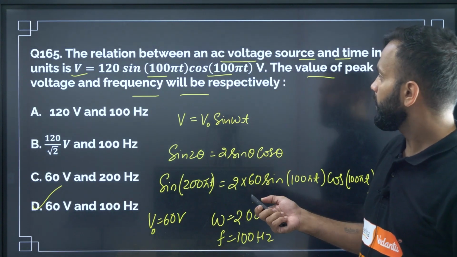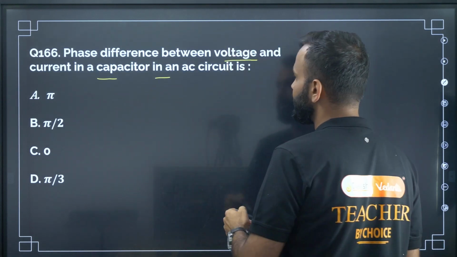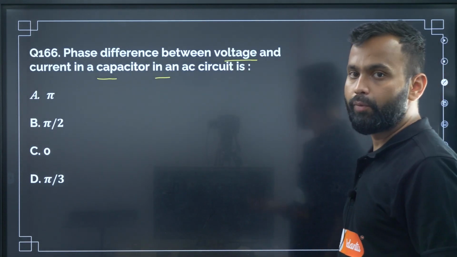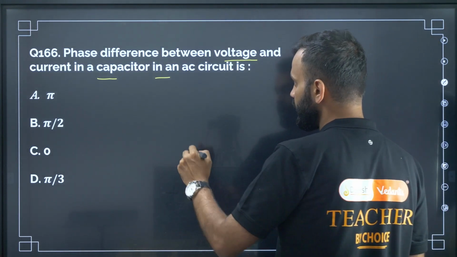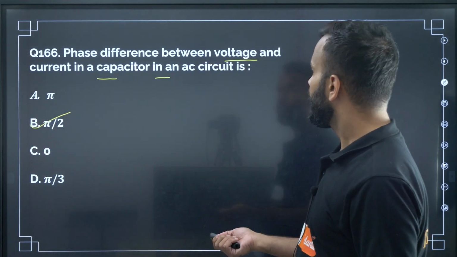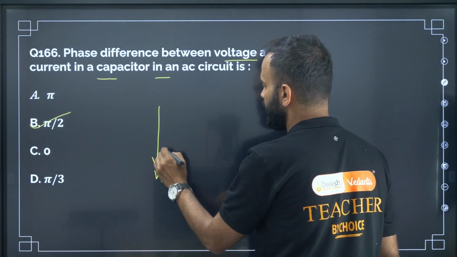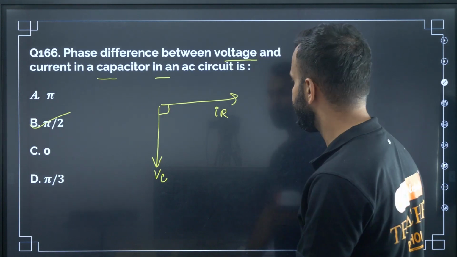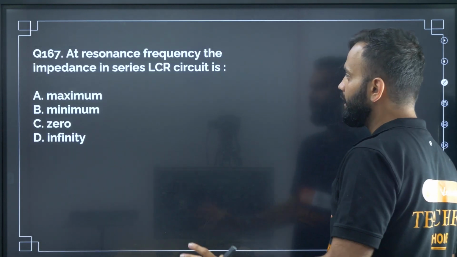Question number 166. A phase difference between voltage and current in capacitor in an AC circuit is, the direct question. It is pi by 2, because the voltage across the capacitor lags behind the current. So option B is the correct answer, pi by 2. If you want, draw a graph here, VC and I into R, 90 degree, pi by 2.